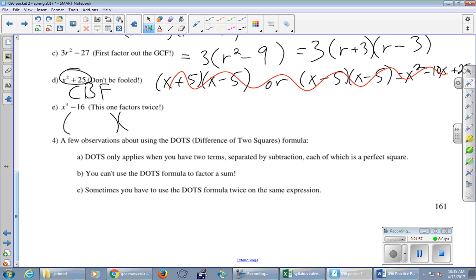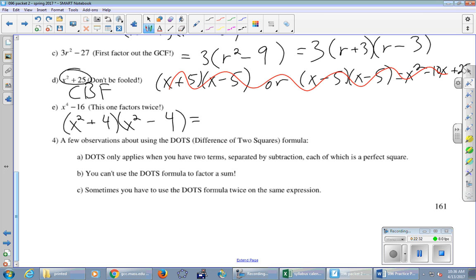Two parentheses. You got to put two copies of the same thing to give you x to the 4th. It's x squared. Two copies of the same thing to give you a 16. 4, 4. 1 plus, 1 minus, makes no difference the order. So this is correct, but it's not completed. Our goal is to factor as much as possible, and we can factor again. One of these can get factored further.